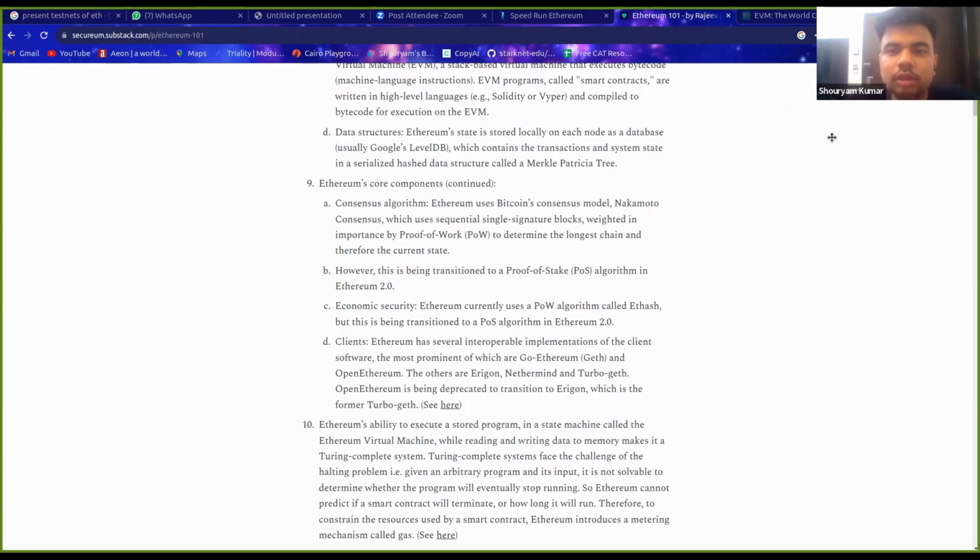Okay. So traditionally, Ethereum had been using a consensus mechanism called proof of work, to determine the longest chain and therefore the current state of the network. Now, what is essentially proof of work? Suppose I send a transaction to a validator.